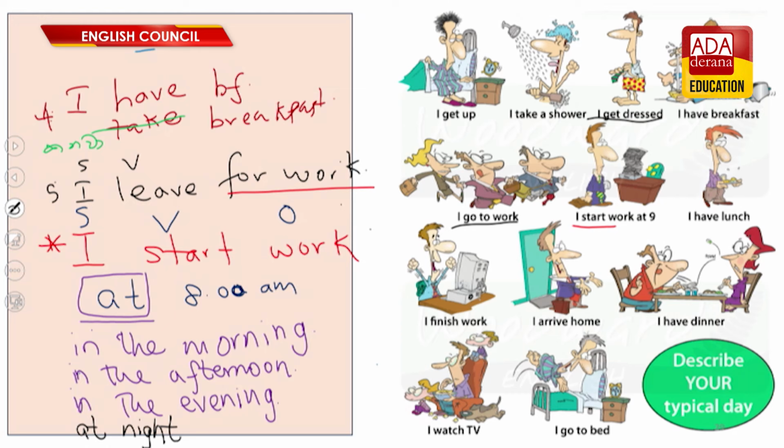I take a shower in the morning. I take a shower in the afternoon. I take a shower in the evening. I take a shower at night. Remember, night is special, so it is at night.